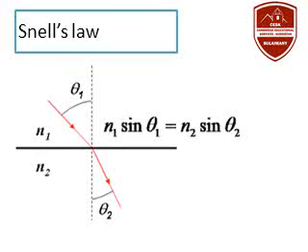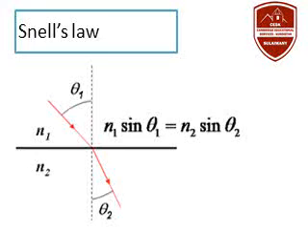What is theta 1? Theta 1 is the incident ray. Look at this arrow, this ray. This is the incident ray. The angle between the normal and the incident ray is the angle of incidence. Here we have theta 2. What is theta 2? The angle of refraction.